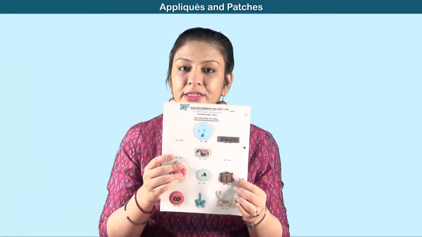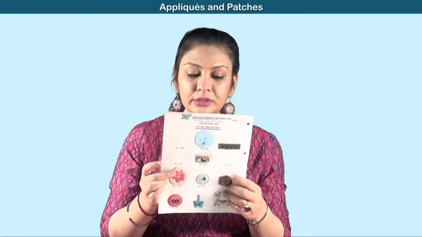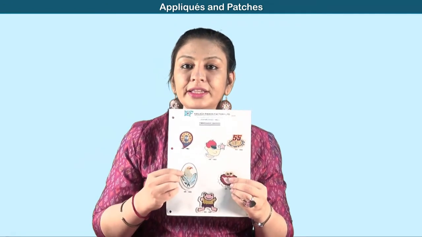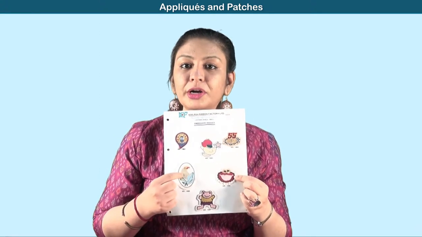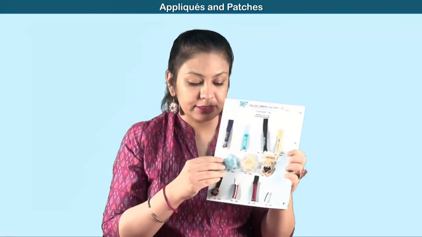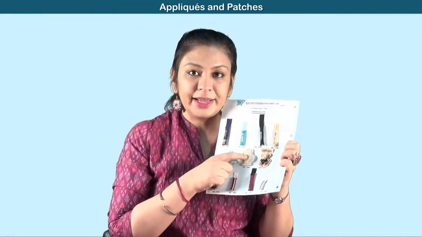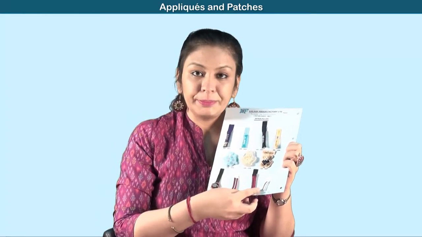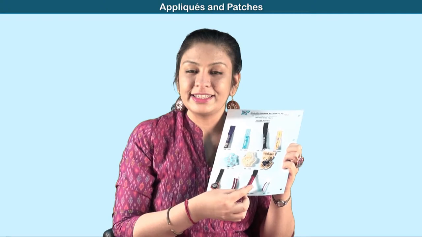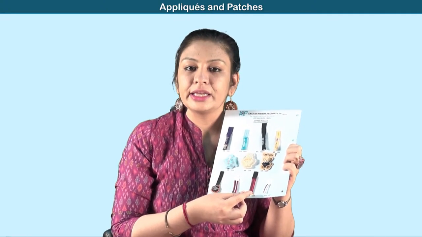PVC welding patches can also be used. Embroidery patches, known as embroidery badges, are commonly found on t-shirts. Ornamental patches such as this or 3D patches can be attached to zippers as zipper pulls for an interesting look, particularly in kids' wear garments.